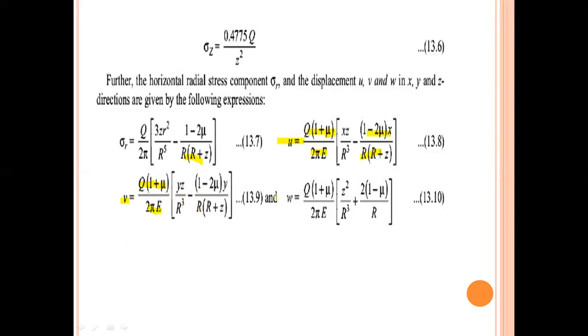And similarly, displacement w in z direction is equal to Q by 2 pi mu into (z square by r cube plus 2 into (1 minus mu) by r). It is the displacement w in z direction. So here, totally, the radial stress component sigma r and the displacements u, v, w values are obtained in x, y, z directions.